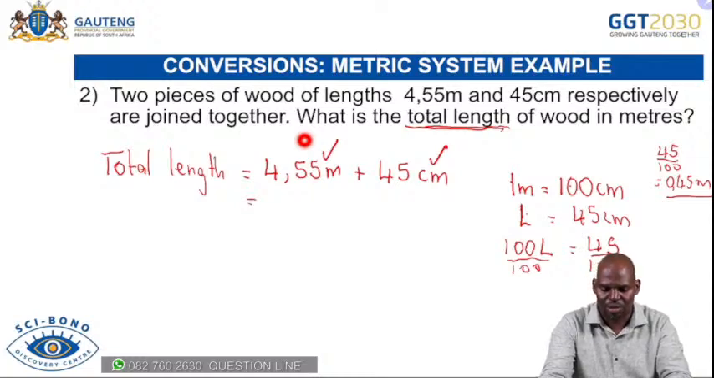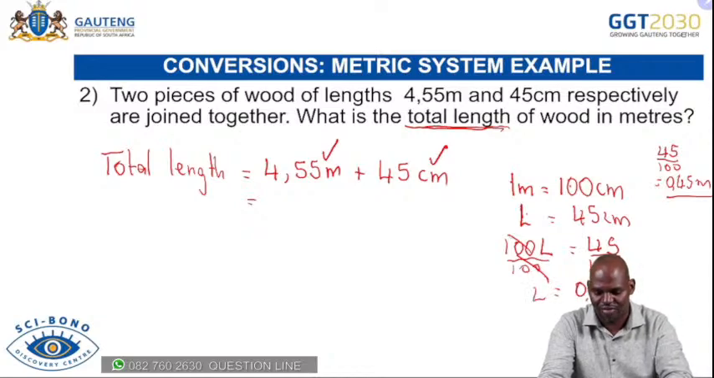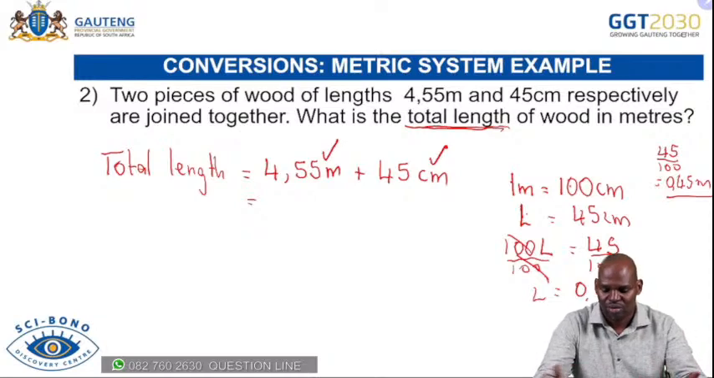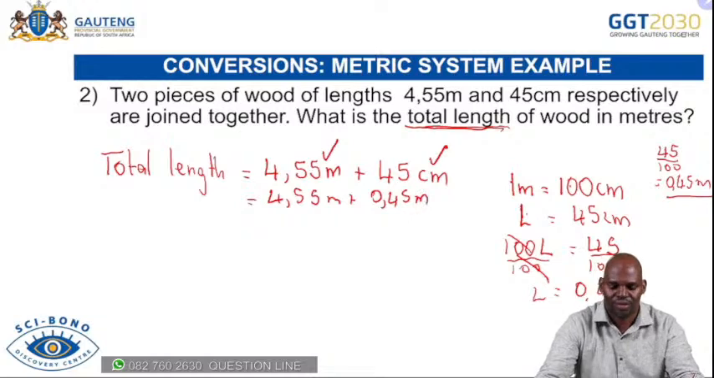Sorry, this must just be divided by 100. This and this will cancel out, and then this will be 45 divided by 100, you still get 0,45. So this will be 0,45 meters. Two ways. Then we simply say 4,55 meters plus 0,45 meters.